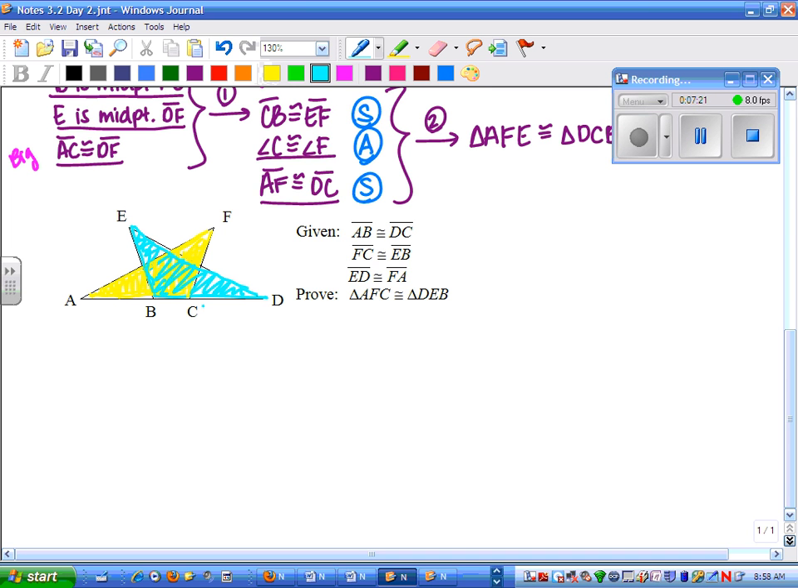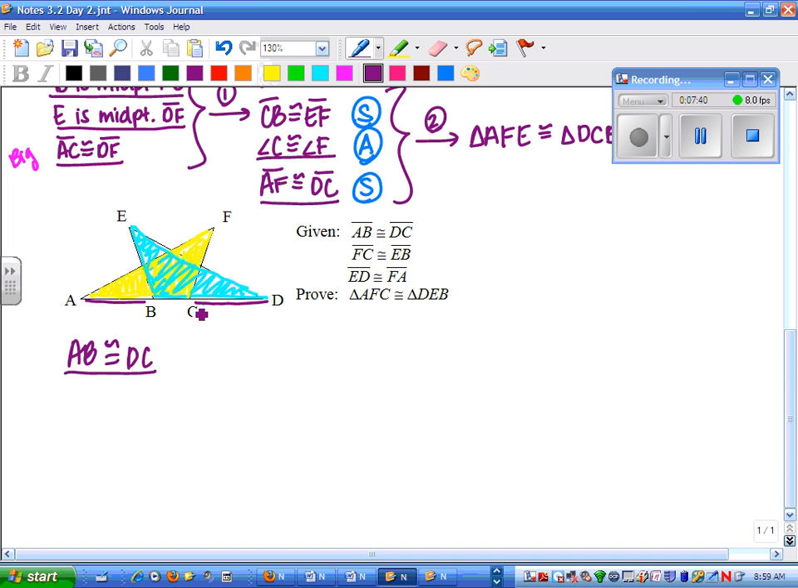The first segment they're giving me is AB is congruent to DC. So let's go ahead and write that down. So this is AB is congruent to DC. That's actually not a side of the entire triangle, it's part of it. But in order to get the whole side, I need BD and AC.